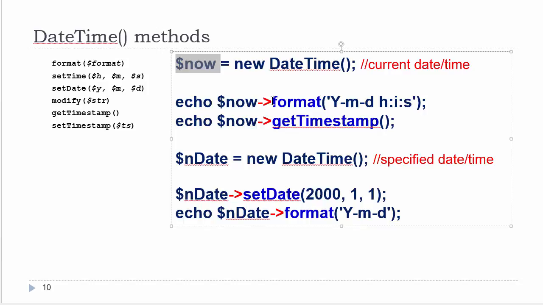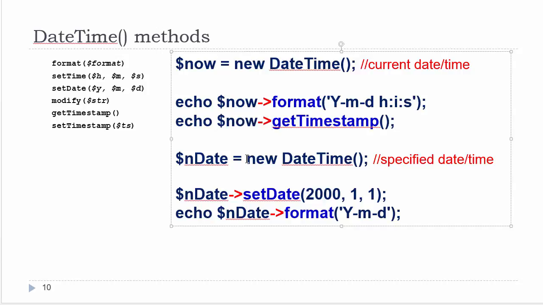And if I wanted to format it, this is the same formatting structure that we used with the date function. Here's the object now, and we're accessing the method. So here's my symbol, the hyphen and the greater than symbol, and there's the format method. I'm passing it a value. Now if I wanted to also execute getTimestamp, we could do that also, because remember, now stores a timestamp, but to know what that is, we need to use the getTimestamp method. So we are executing these methods on this object using this symbol.